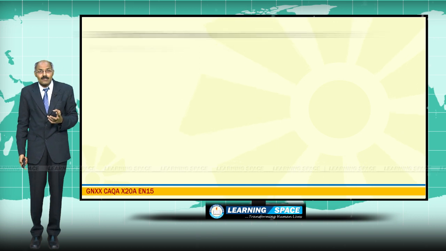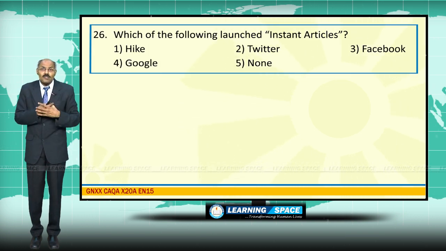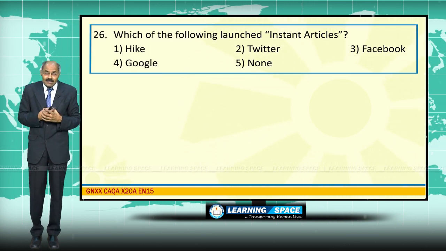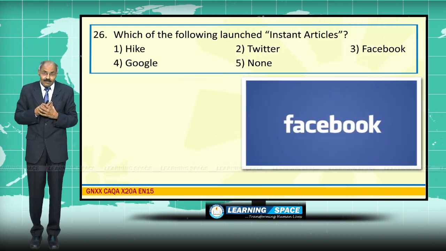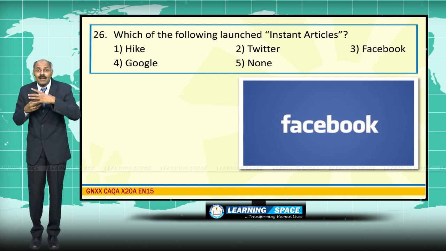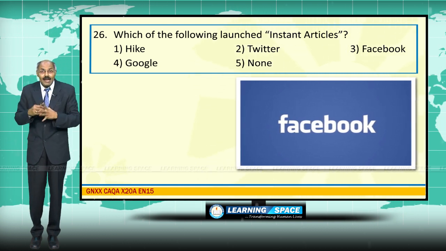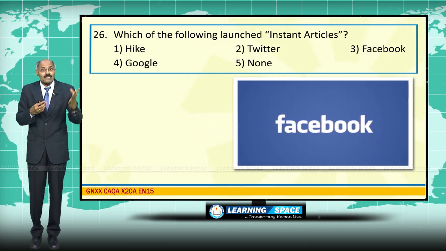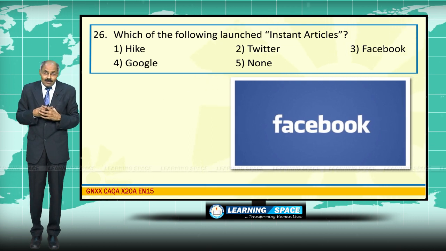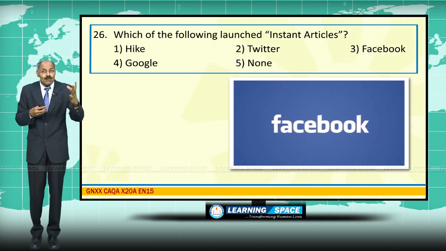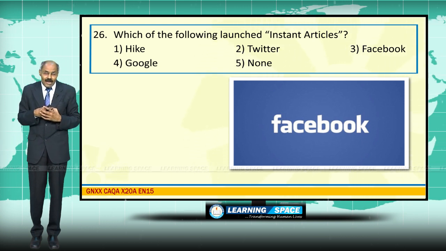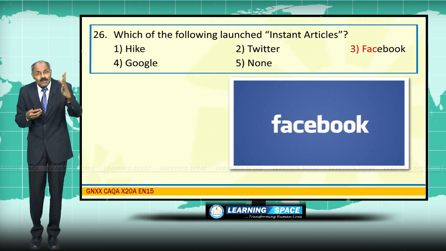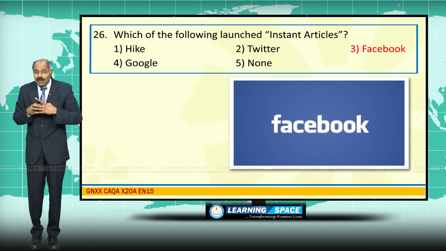Please look into the last question. Which of the following launched instant articles? Recently, Facebook launched instant articles. Various newspaper articles will be available instantly. This will save time for the customers, as they need not wait for buffering. Sometimes it takes time for buffering, and to avoid that, Facebook recently started instant articles.